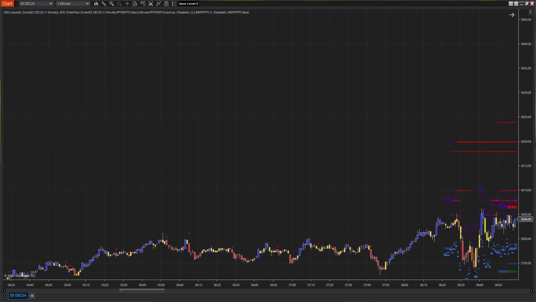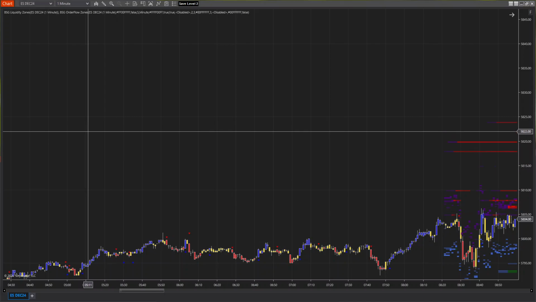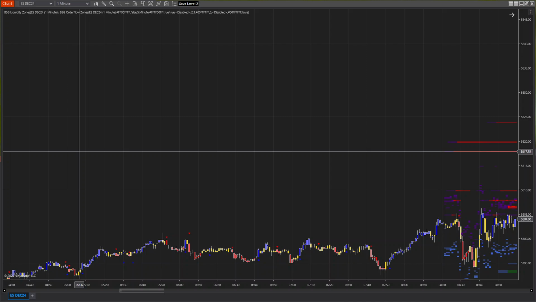Let's start with the whole market, it doesn't matter whether it's a trending day or a choppy day. I want you to look at the market in terms of rectangles. What do I mean by rectangles?